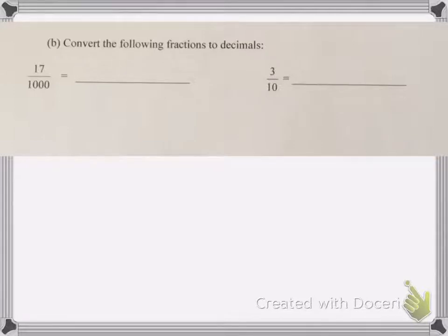The reason why that's really nice is because those powers of 10 match up with the place values to the right of the decimal point. So it's really nice to convert these to decimals because I don't have to do long division. The first thing you want to do is say these fractions in words. So the first one is 17 thousandths.